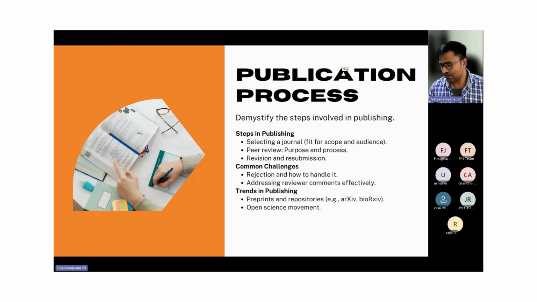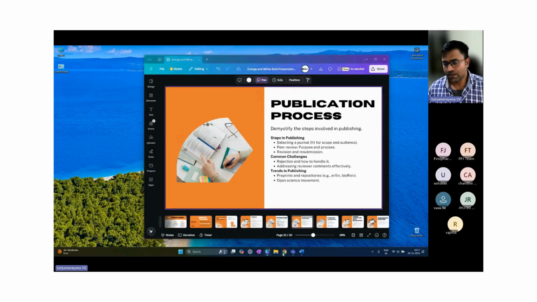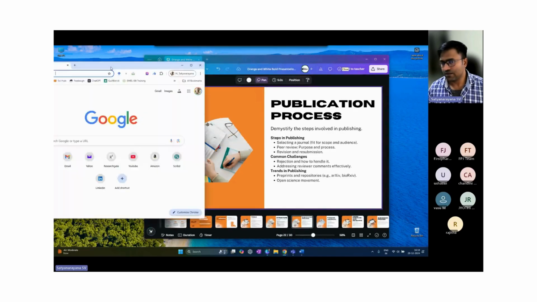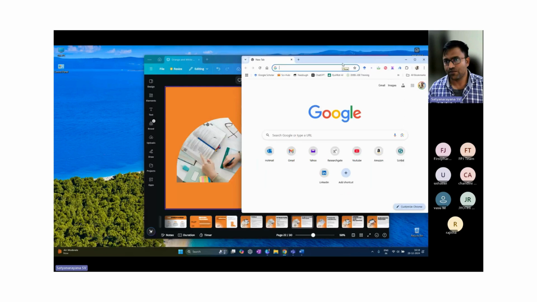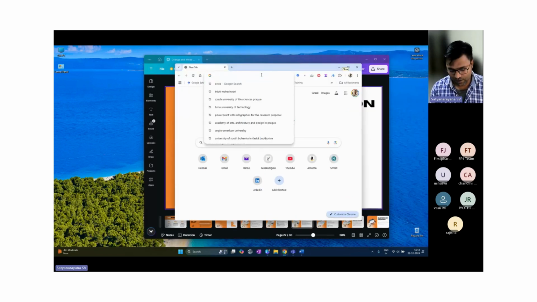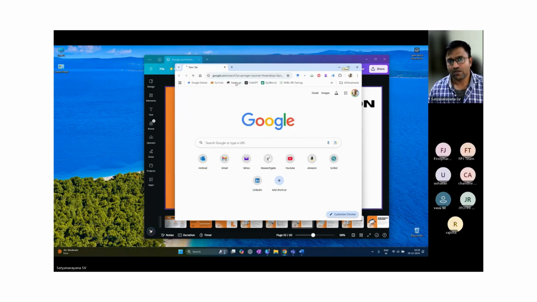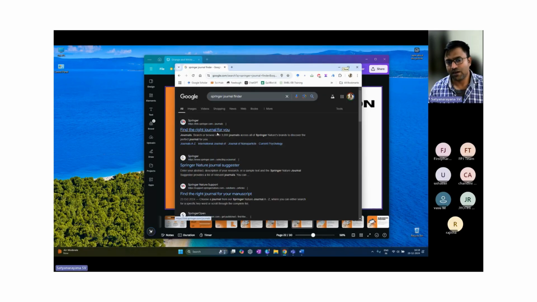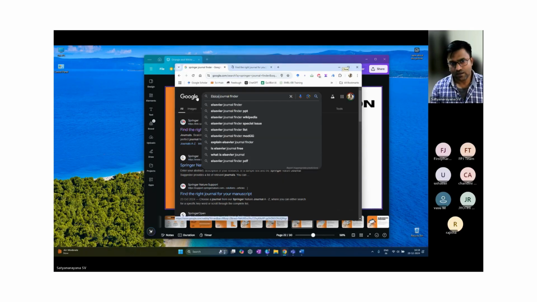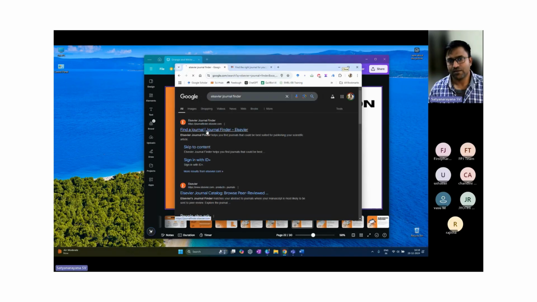How are you going to select the journal? This is important. I will show you. Every journal has tools for selecting the journal. Usually, I will show you this Springer. Springer Journal Finder is there. The same, Elsevier Journal Finder, is there. Just open this one.